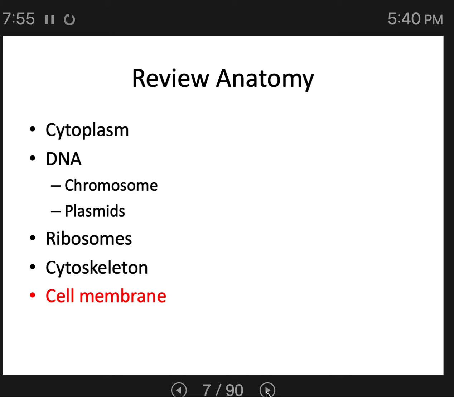All right. Cytoskeleton. The cytoskeleton to the cell is the same as your skeleton is to you. It maintains the structure. It's structural support for the cell. And the cytoskeleton is made out of protein.